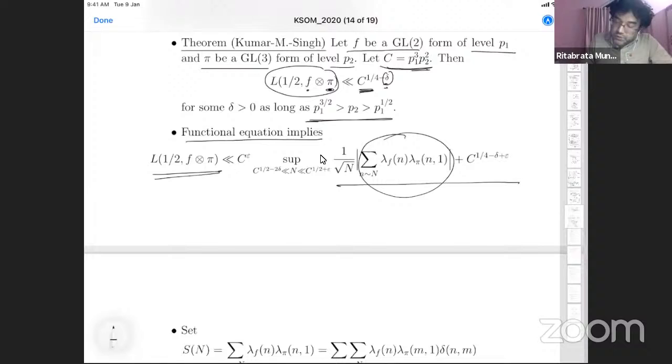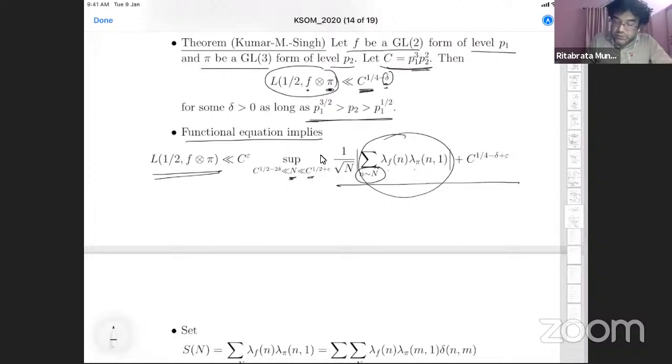There's a correlation, so I have to compute the correlation of the Fourier coefficient of f with the Fourier coefficient of pi, where the length n will go up to square root of the conductor. Now, since I'm just trying to get a subconvex bound, I'm not really interested in improving the exponent at the moment. I can just concentrate n near square root of the conductor.